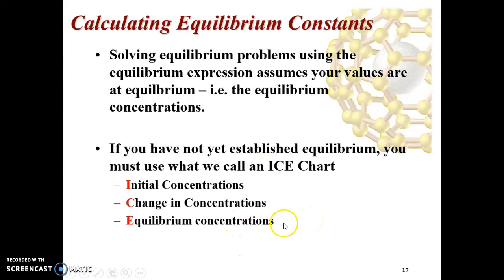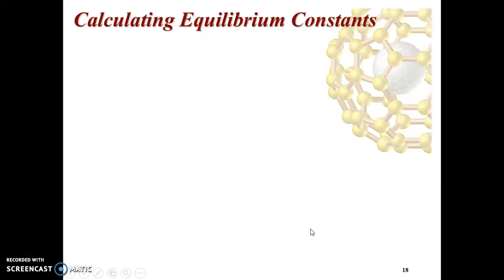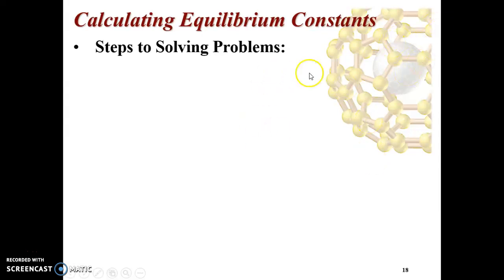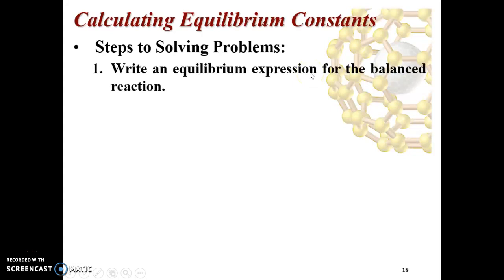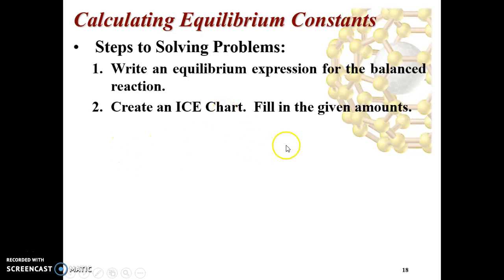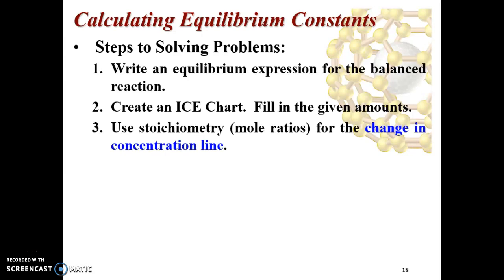All right, so moving on to take a look at ICE charts. Here we go. Steps for solving an ICE problem, an equilibrium problem, which is not at equilibrium yet. First off, you have to write the equilibrium expression for the balanced reaction. You want to create an ICE chart and fill in the amounts that you've been provided. Then you're going to use stoichiometry, mole ratios, in order to figure out the change in concentration. This is the key point in doing an ICE chart. Figuring out the initials, figuring out the equilibriums, those are easy, but the change is the more challenging part.